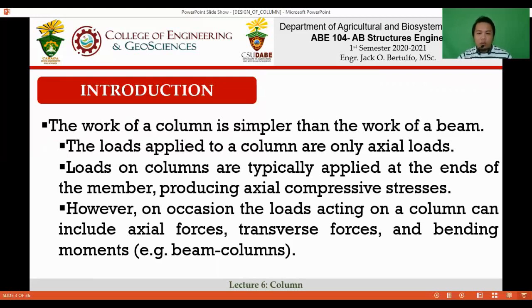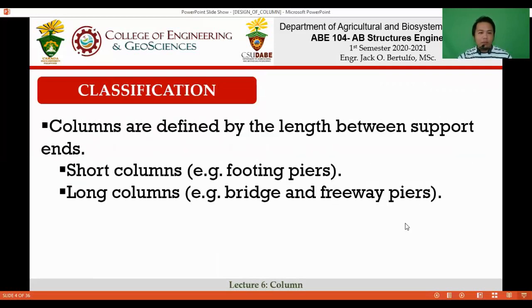However, on occasion, the loads acting on a column can include axial force, transverse loads, and bending moments. So example is a beam column. But we will not discuss beam columns. We will only focus on a column alone. Okay. Columns are defined by the length between supports, and so we have two classifications of it: the short columns and long columns. We will discuss what's the difference of this later on. So just remember, there are two types of column.